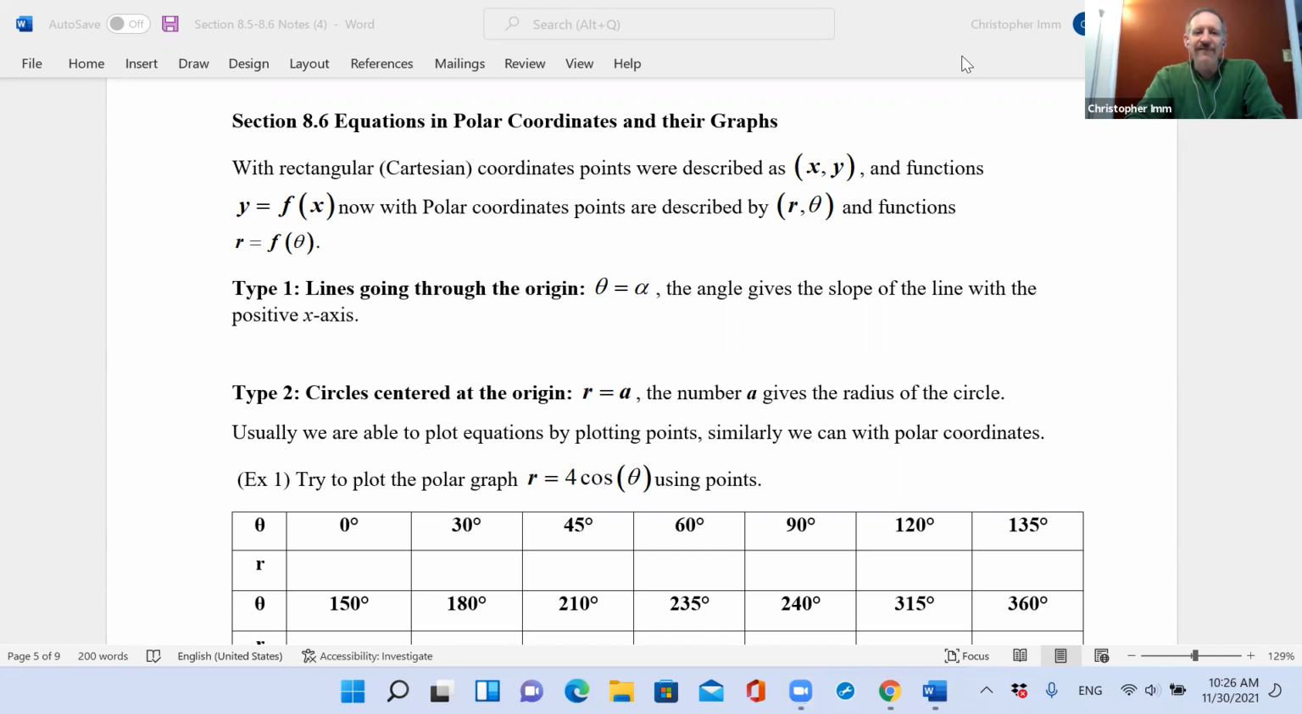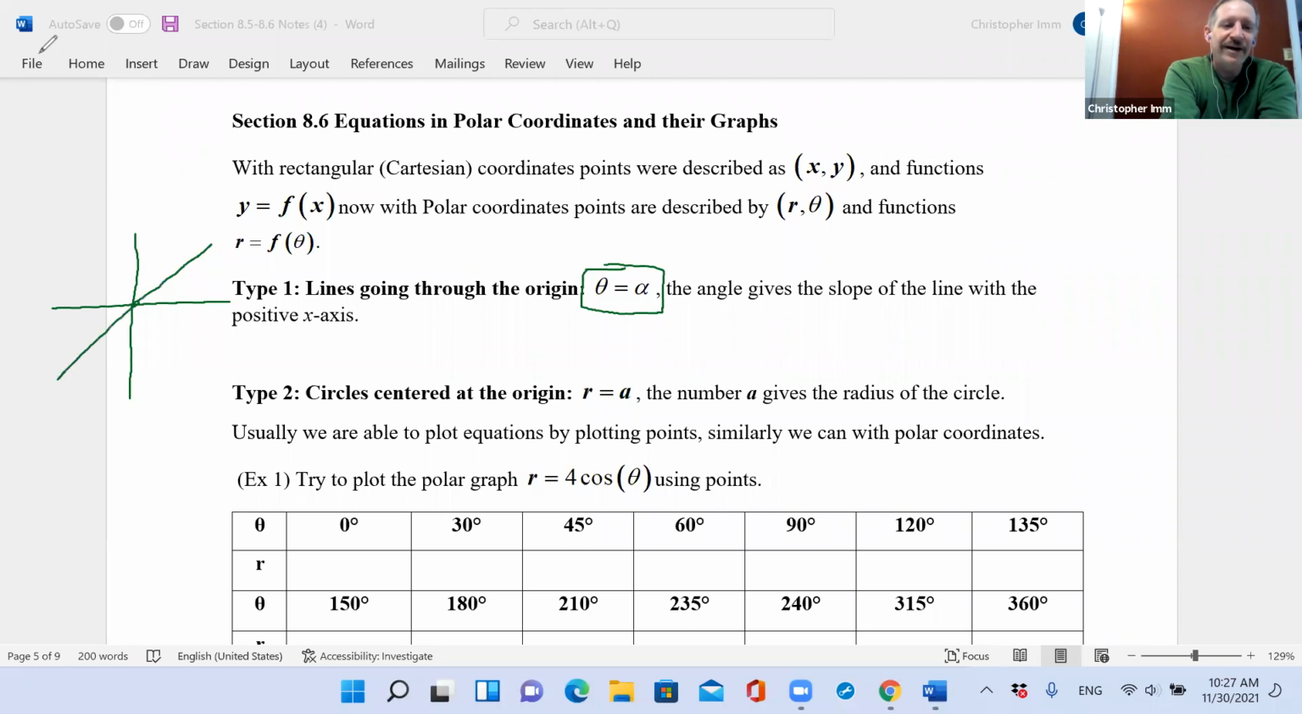So when you have something where you don't have an r, so theta is equal to an angle like alpha, what this gives you is a line that goes through the origin. So it's going to give you a type of graph that looks like this. So let's say that we have theta is equal to 45 degrees, or theta is equal to pi over 4 radians, then really r is free to be what it wants to be.